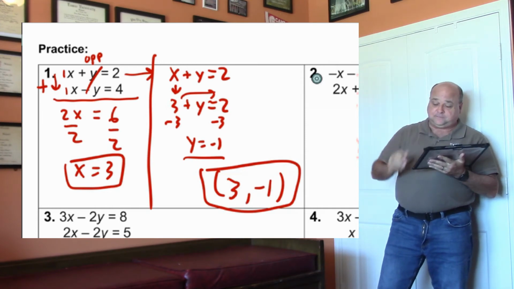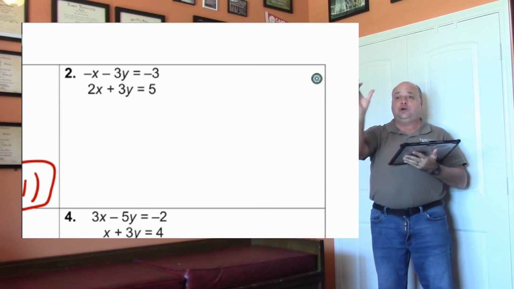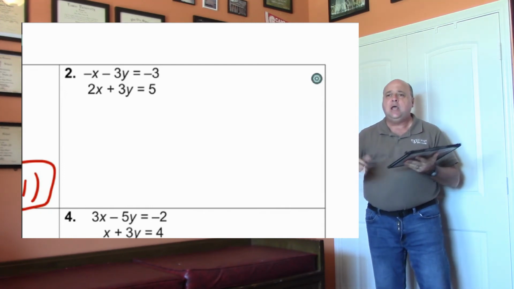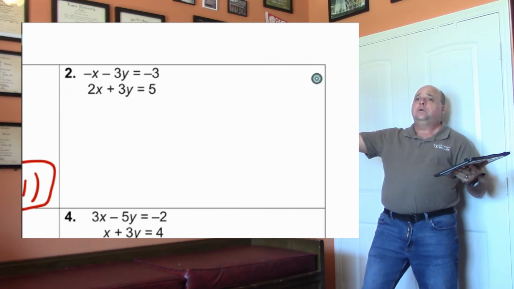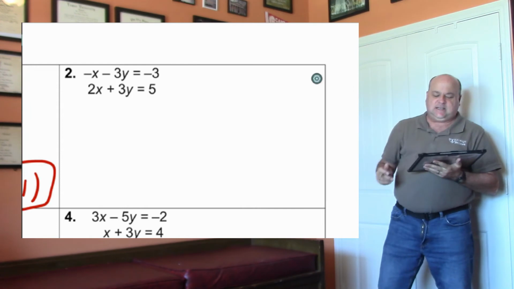Pretty simple stuff. Go to number 2. On number 2, you have an opposite. Going to add and go straight down, solve for the x and y. Pause the video. Now then, since you paused it, let's go through and see if you got it right.